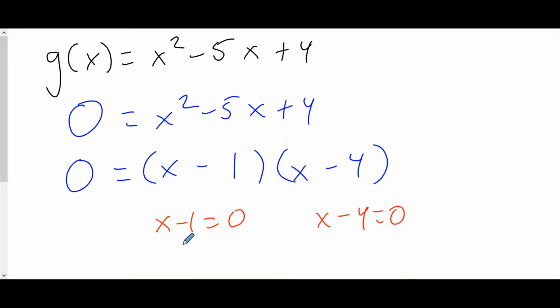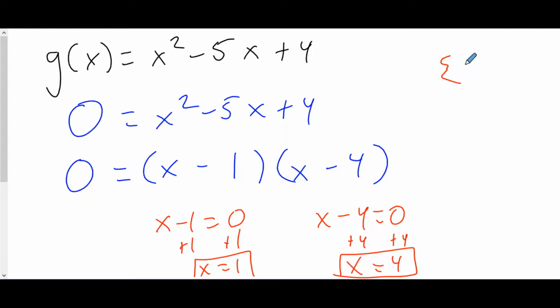And solve them. Add 1 on both sides here. So I have x equals 1. And then over here, I have x equals 4. And I will also take this time to remind you that we can also write our answers or solutions in our curly brackets. So you may see it written as {1, 4} instead.